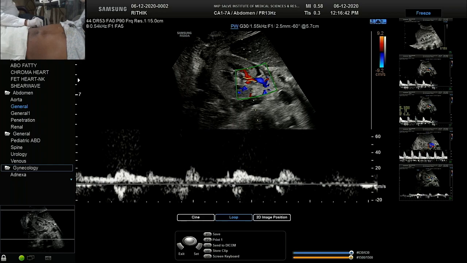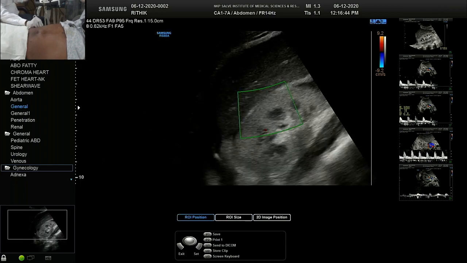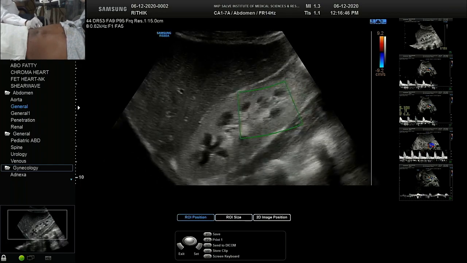He is not able to hold breath. We'll try from some other angle.